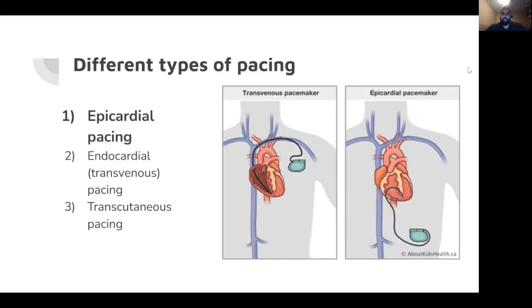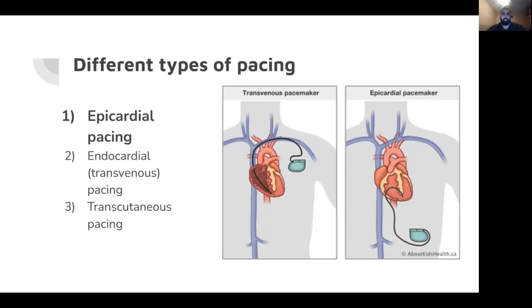So there are different ways to pace, and these are implemented according to the different clinical contexts. There's epicardial pacing, endocardial pacing, also known as transvenous pacing, and transcutaneous pacing. Now, because we're talking from the perspective of cardiac surgery, we're talking about epicardial pacing, but I'll just give a brief overview of the concepts so you have something to orient yourselves with in the future.